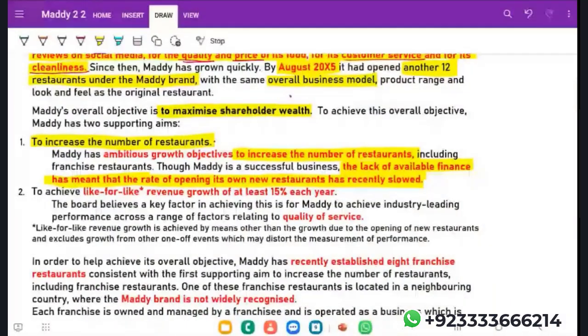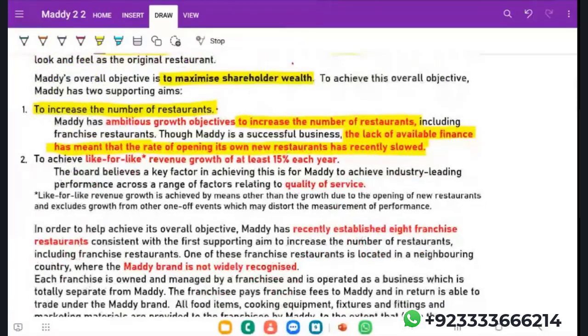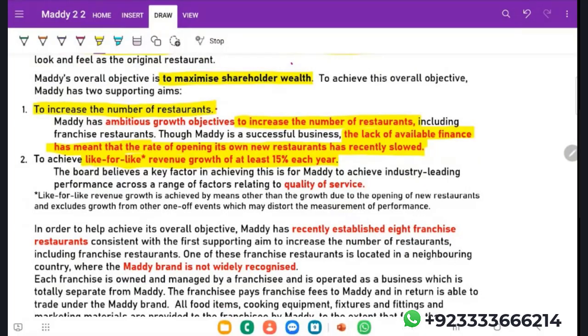So this is not your objective. This is not your long-term objective, but this is something where the company is struggling. So you should tell your shareholders whether the company has enough finance available or not, right, to acquire a restaurant. Okay, to achieve like-for-like revenue growth of at least 15% each year, right? So like-for-like revenue growth of at least 15% each year. This is the second objective.